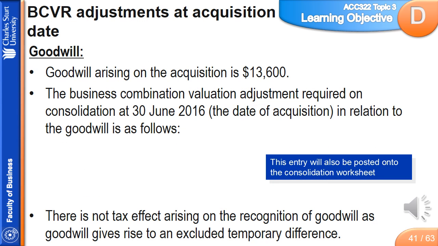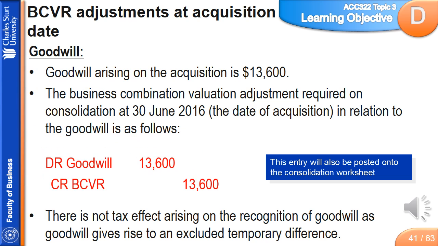Within the acquisition analysis, we calculated a goodwill amount of $13,600. Now to record this amount, we simply debit goodwill by $13,600 and then credit BCVR by $13,600. There's no tax effect to consider in goodwill, which is something we also discussed in topic 1 when accounting for company tax.